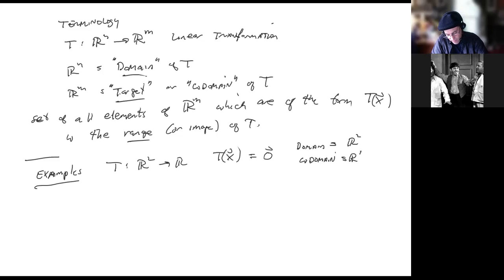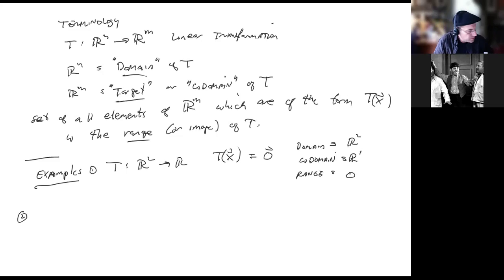And the range, or the image, is given by the set of all vectors of the form T of x. But T of x is always 0, so T of x is 0, which is in R1. A vector in R1 is just a scalar, right? So it's just 0. The range is 0. Okay, so that's the first example.